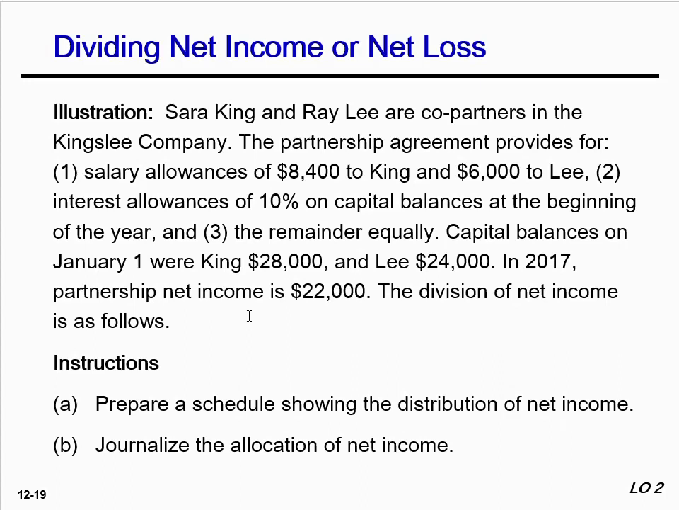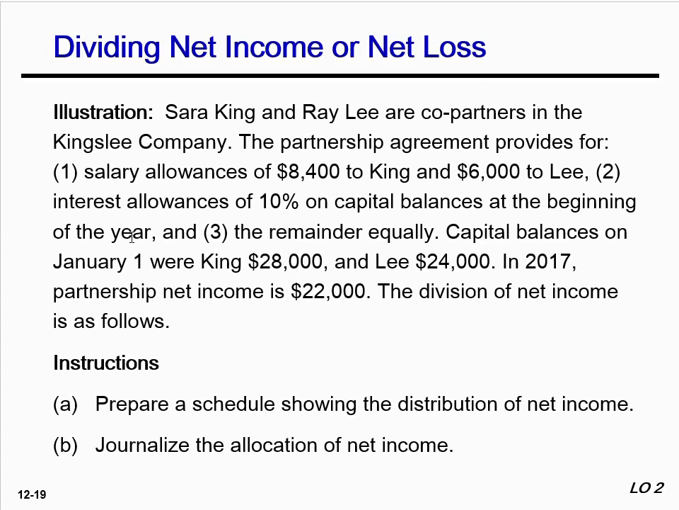Salary for the partners is not going to be an expense. It will be paid out of the net profit. So firstly, you have to pay that to both of them. Second, point number two, interest allowance of 10% on capital balances. So whatever their capital balance is, take 10% interest and pay it to them.